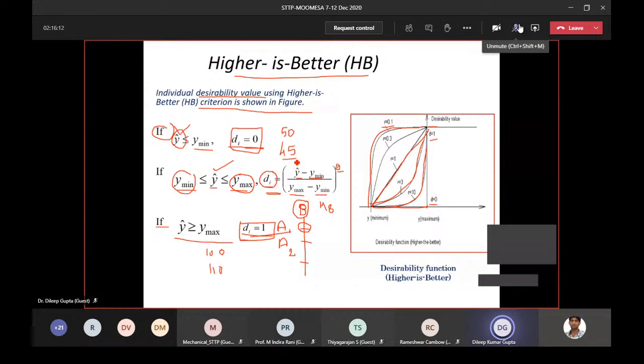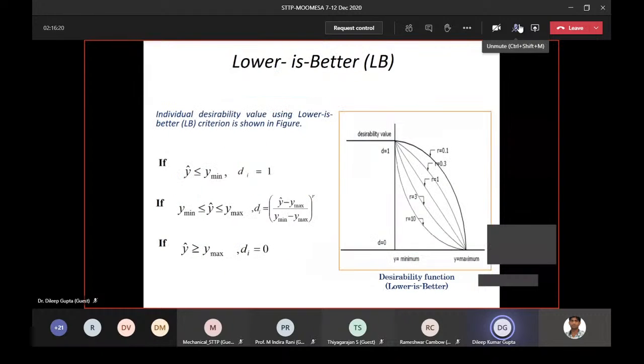So this is higher is better condition. So desirability function for higher is better is done. Okay. Now lower is better condition is just the opposite of that. What does lower is better mean? Y minimum is desirable, right? So y should be equal to y minimum. This is the target condition.